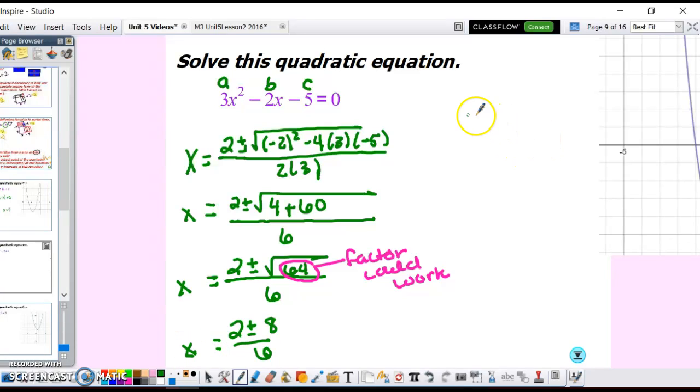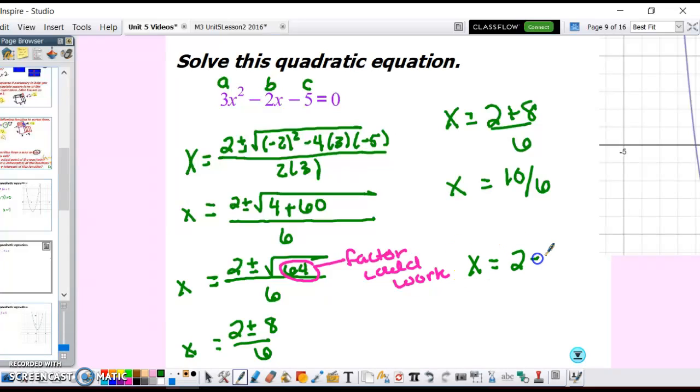Now that means I take x to be 2 plus 8 divided by 6. So that's 10 over 6. Or x could be 2 minus 8 all over 6. So x would be -6 over 6, which is -1.